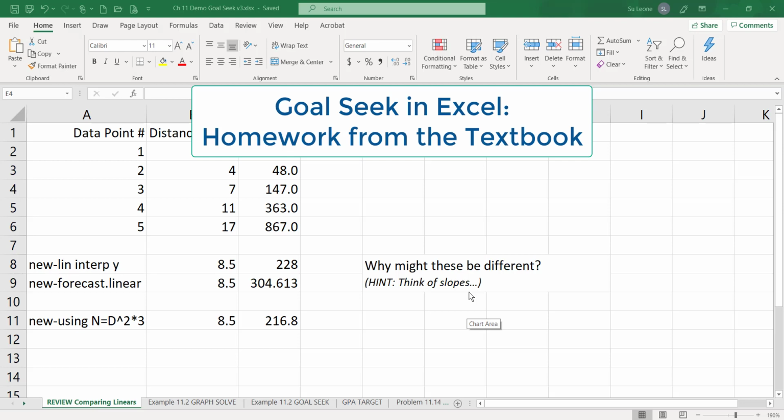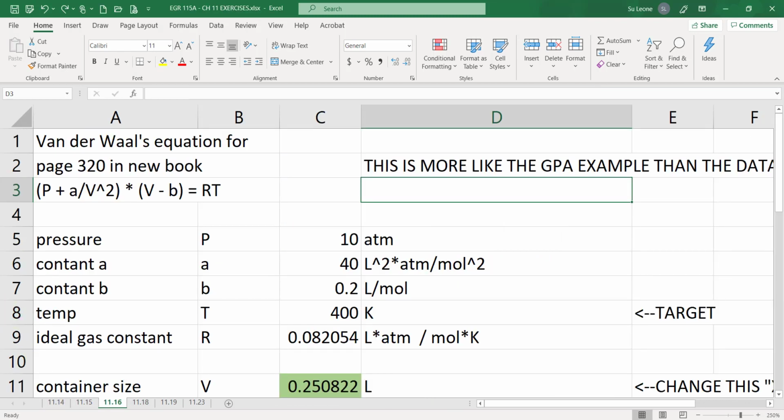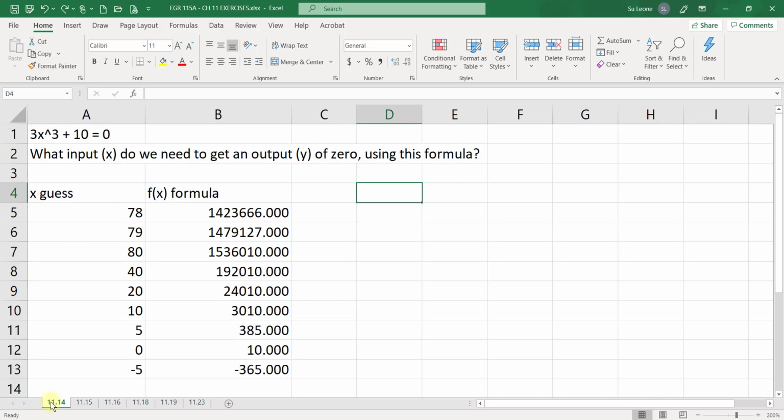Hi, this is Sue Leone in the CEG department, talking about Goal Seek in Microsoft Excel. Let's look at some of your homework problems.